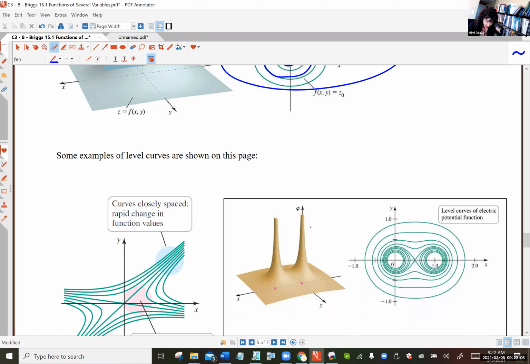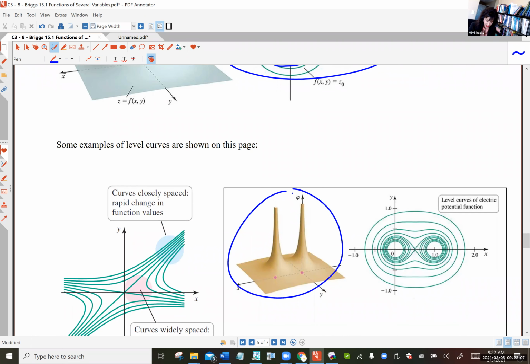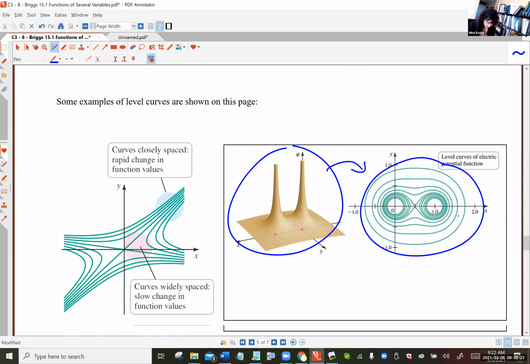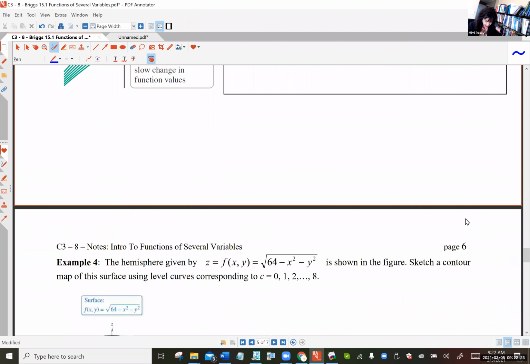Okay, so here's another picture. Check this out, I don't know what that would look like. That looks like two skinny mountains. The level curves and the contour map for that look like that. Interesting. Kind of fun. Okay, so these are just some basic pictures.